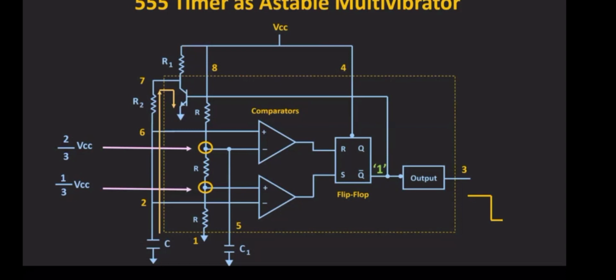So why it is called as 555 timer? Because internally it consists of three resistances with 5 kilo ohm each. So 5 kilo ohm is called as a 555 timer, which acts as a divider circuit for the 555 timer. Internal resistance R as well as R.